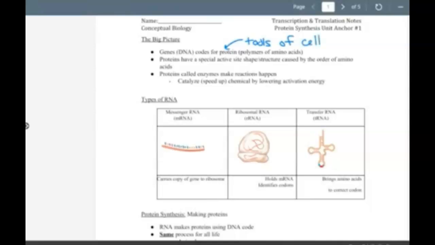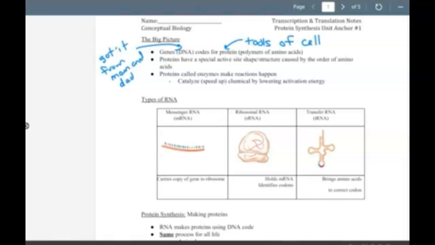The cell. The genes, the DNA, remember, we got that from mom and dad. That's all we got from mom and dad, right? They didn't give us all the proteins we needed. They didn't give us all the tools we needed. They gave us the information to make all the tools that we needed to grow up into the people we've become.